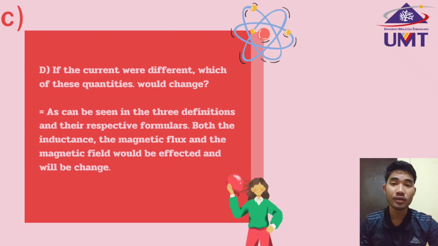Okay, we move to the last question. If the current were different, which of these quantities would be changed? As can be seen in the three definitions and their respective formulas, the inductance, the magnetic flux, and the magnetic field would all be affected and would change if the current were different.